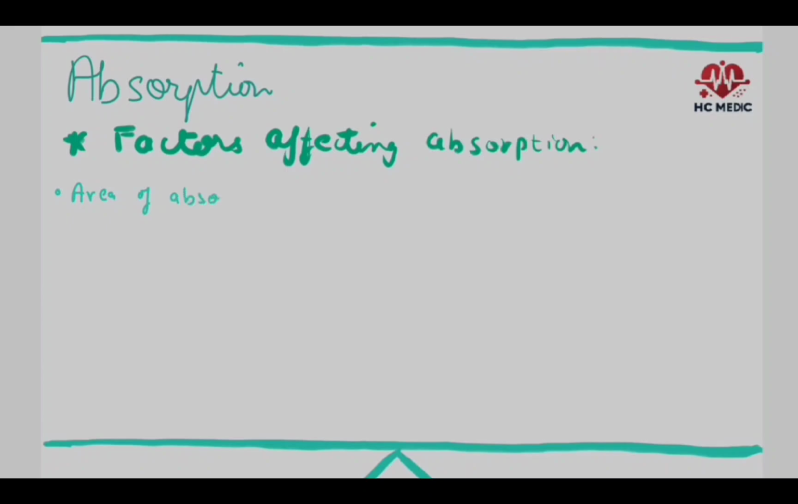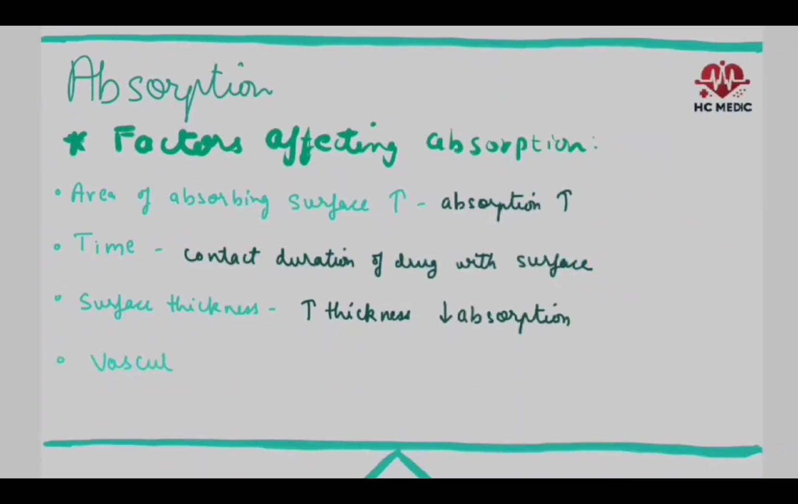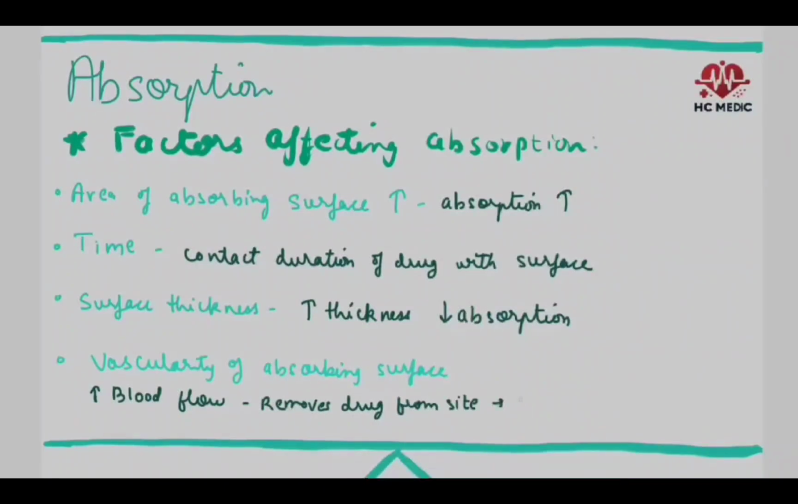Next factor is the area of absorption. The more the area of absorbing surface, the more is the absorption. Second is the time of contact, that is the surface from which the absorption will take place must have a longer contact with the drug. The surface thickness is inversely proportional to the absorption. The vascularity of absorbing surface plays an important role, as the more the blood flow, there will be easier and faster removing of the drug from the site, and it will maintain the concentration gradient.